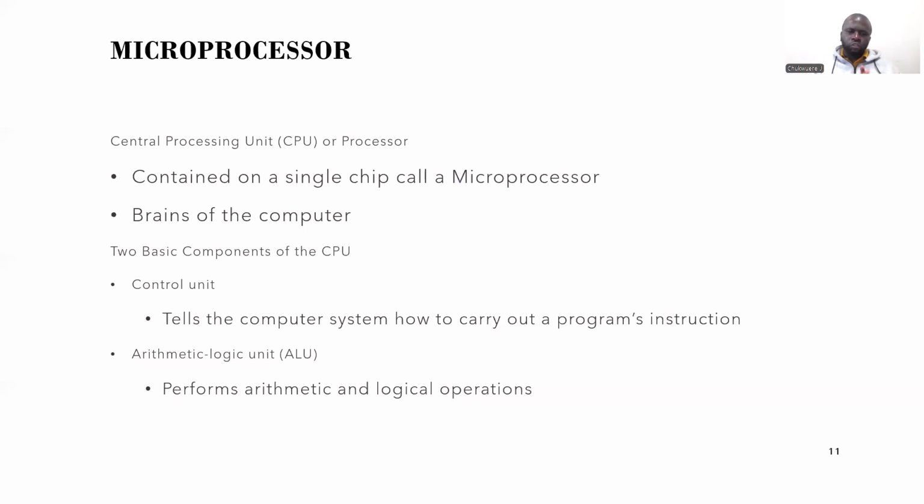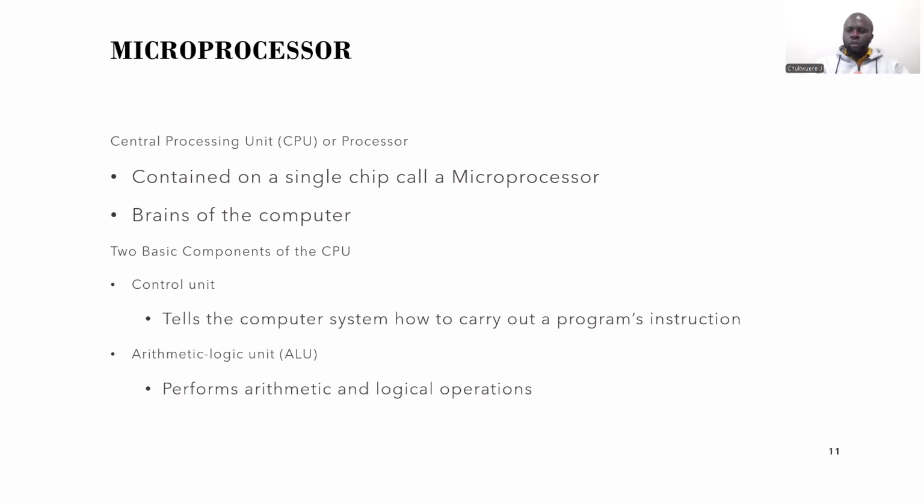Within the system unit, we have the microprocessor, which is what? Central processing unit, containing a single chip called a processor, which is the main brain of the computer, which has two components, the control unit and the arithmetic logic unit. Within your control unit, it tells the computer system how to carry out a program or the instructions.